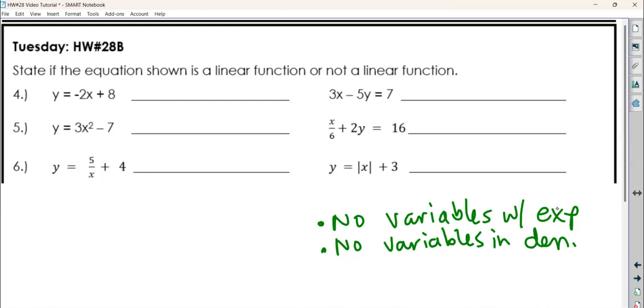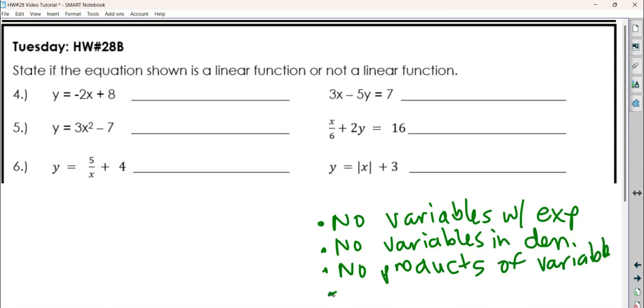Numbers in the denominator? Fine. Letters in the denominator? Not fine. Nonlinear: no products of variables. No x's timesing y's. And the last one is no special symbols over the variables. No square root of x, no absolute value of x, nothing like that.